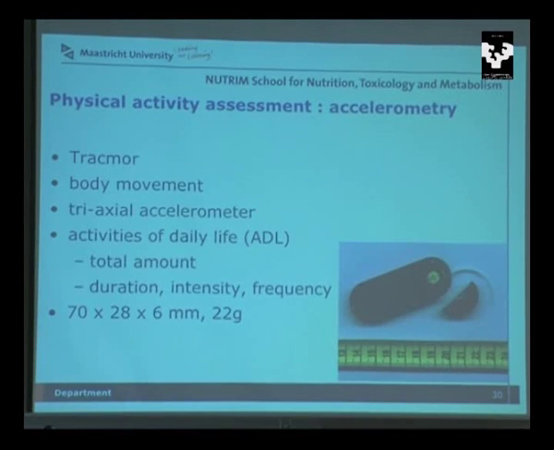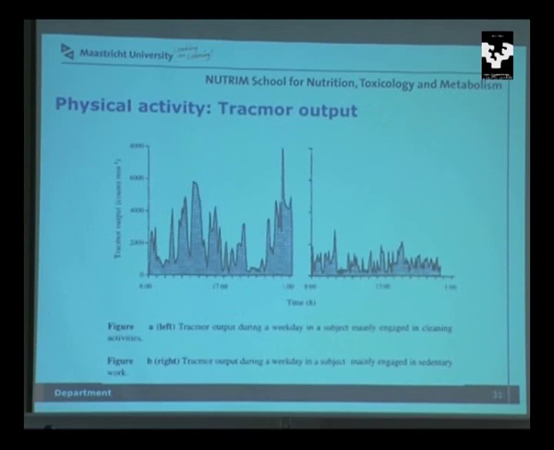So this is a very nice technique to capture physical activity, and this is just one example of what it looks like. 24 hours here and there as well. Well, not even 24, till 1 o'clock at night. So you look at the pattern from waking up until going to bed. And this is a subject who is involved in cleaning activities at the university. And this is a subject who is doing desk work, like me, for example. So you can see a huge difference in physical activity during the day, just depending on the job that you have actually. So this is what it looks like.